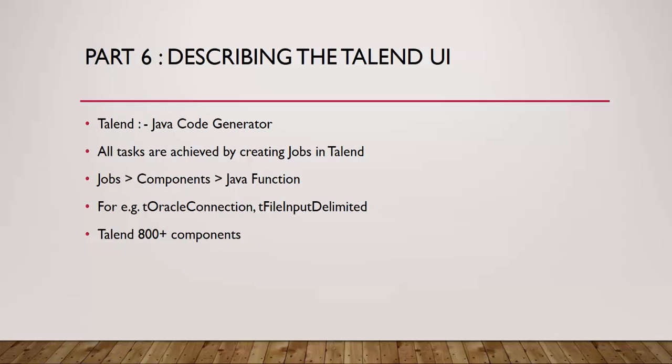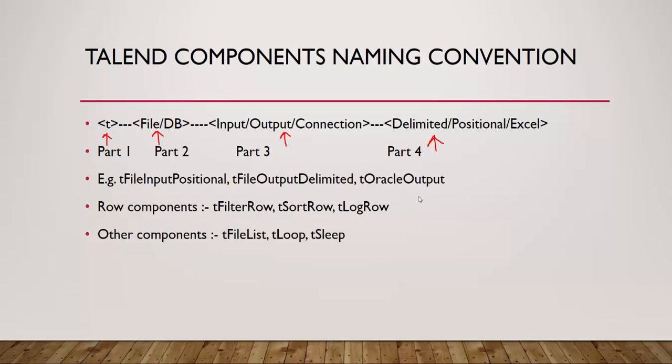So how do we identify which component we have to use among this big set of 800 plus components? The answer is simple. Here comes the naming standard of these components that can help us in identifying which component we have to use. All components' names start with a small letter t, where t stands for Talend. Then comes the type of source which we are dealing with.